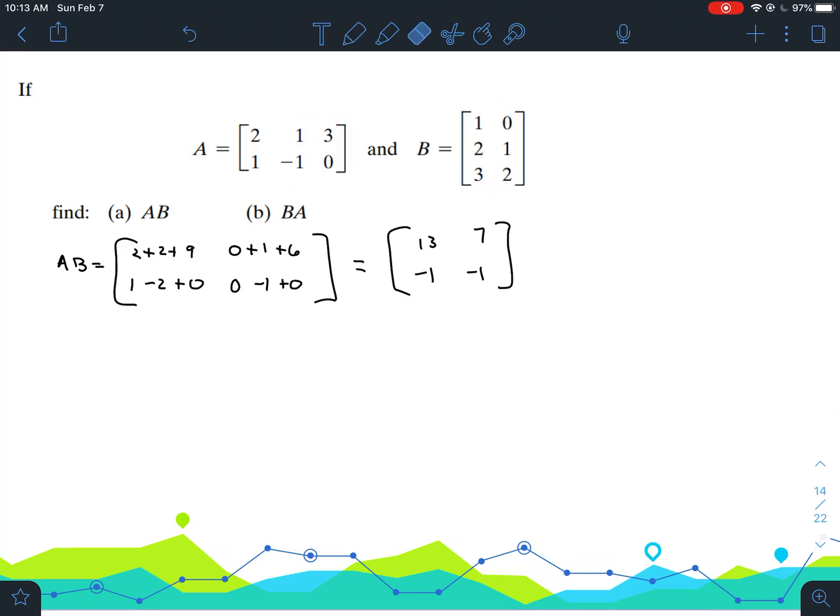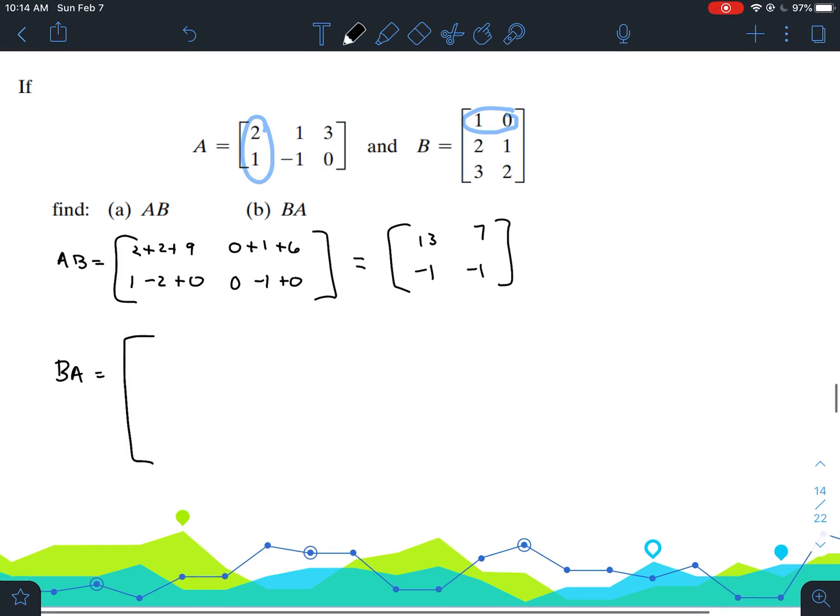All right, if you wanted to do matrix B times matrix A, you would take the first row of matrix B and then multiply it by the first column of matrix A. So you would do 1 times 2 is 2, 0 times 1 is 0. So again, you would take 1 times 2 and 0 times 1. All right, then do it to your second column of matrix A. So it would be 1 plus 0, and then do it to your third column of matrix A. So you would get 3 plus 0.